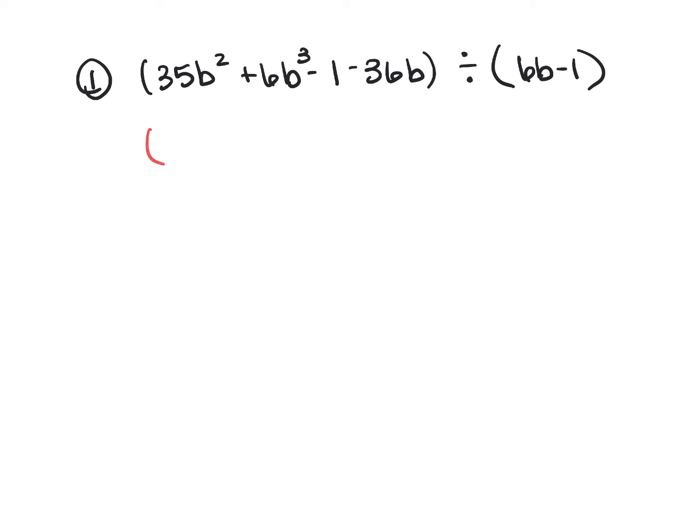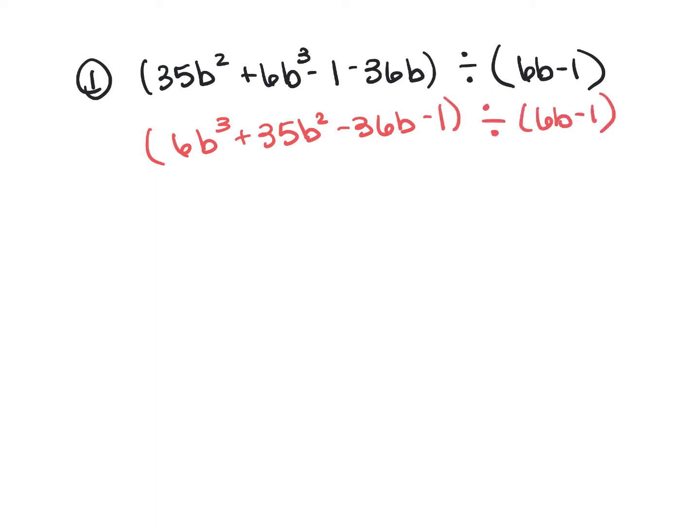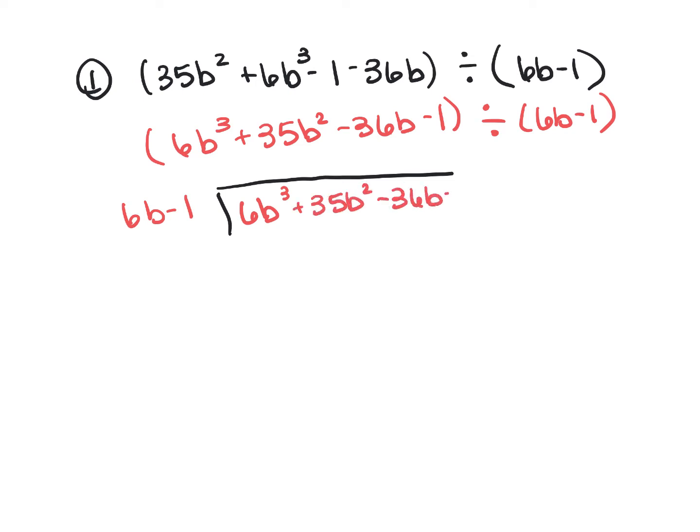I'm gonna divide 6b cubed plus 35b squared minus 36b minus 1. I'll divide that by 6b minus 1. And so now I'll take my divisor out here, 6b minus 1. I'm going to divide it by the dividend, which is in ordered form now, standard form, 6b cubed plus 35b squared minus 36b minus 1.